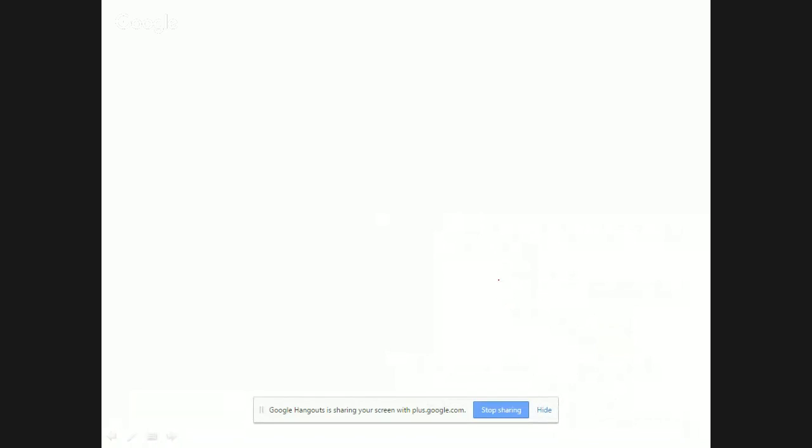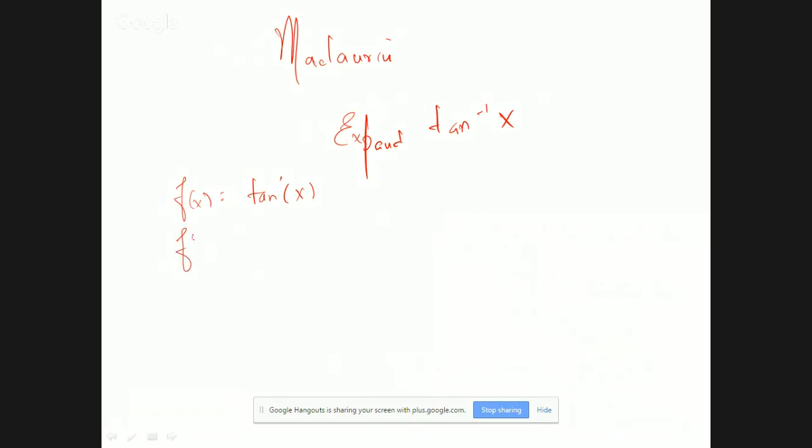Now we will see one question in Maclaurin series. What is being asked is the tan inverse of x. So what you have to do? Now you know f of x is tan inverse of x. Whenever any series is asked, first you find some differentiations, first and second. The derivative of tan inverse of x is 1 by 1 plus x square.